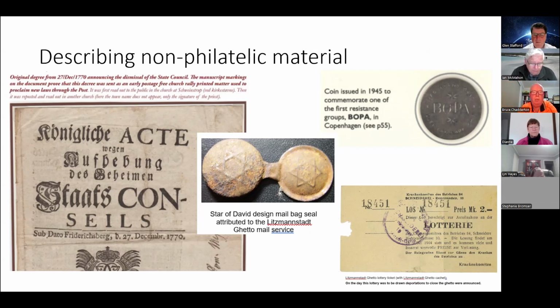So here you've got descriptions of the non-philatelic material that explain what it is that's being shown and how it integrates into the exhibit. The coin at the top right is a commemorative for one of the first Danish resistance groups, and that's in the section on Danish World War II, in the resistance section of that. The decree on the left, sorry, tells you what it is, explains how it was relevant, and again, it's in the right section of the exhibit for that explanation to be relevant.